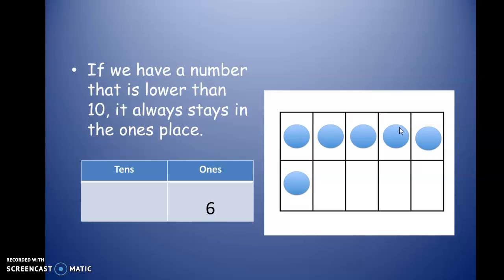If we have a number that is lower than 10, it always stays in the ones place. We have 1, 2, 3, 4, 5, 6. That would go in the ones place.